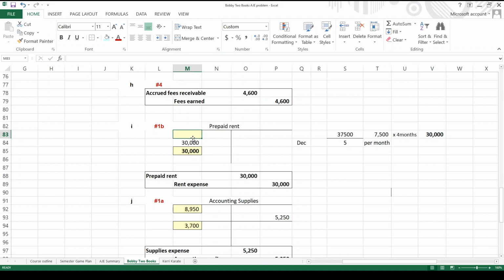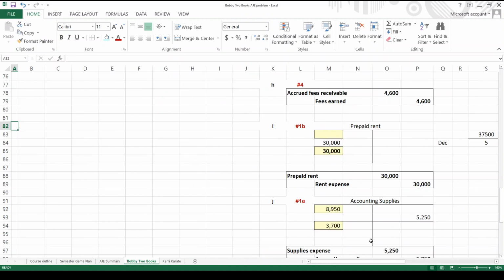It's 0. We debit the account for $30K, and we pull the $30,000 out of rent expense. That's a type 1B. There you go. Next on the hit parade.